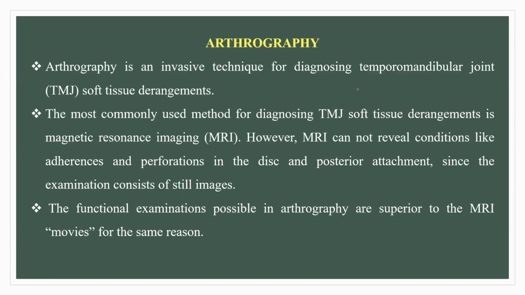Okay. Now moving on to arthrography. Arthrography is an invasive technique for diagnosing TMJ soft tissue derangement. We have said that MRI is the best method to see the soft tissue structures. Then why do we have to do arthrography? We have said that MRI is the most commonly used method for diagnosing TMJ soft tissue derangements. So why do we have to do arthrography?